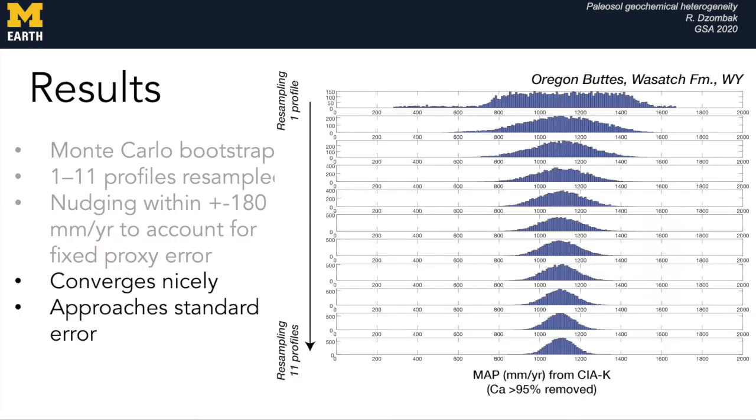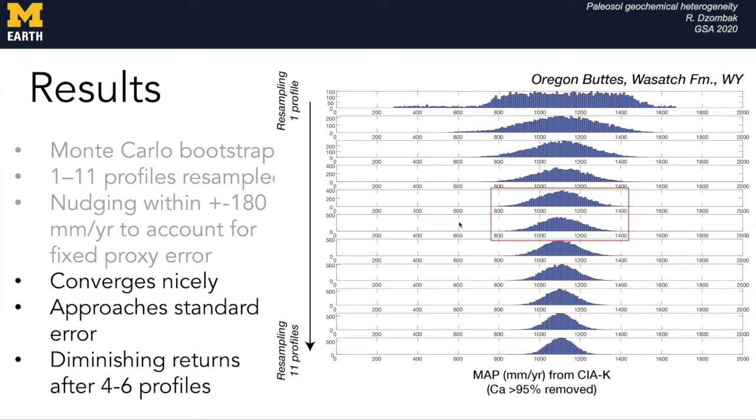And when we look at those results, we see essentially the pattern that we would expect, where if you're sampling just one profile, you have a very wide range of possible results. So this is a very poorly constrained reconstruction. And then as you increase the number of profiles that you're sampling all the way up to resampling all of them, you essentially converge onto a nice tight normal distribution where the range of mean annual precipitation along the x-axis here is essentially representing the standard error.